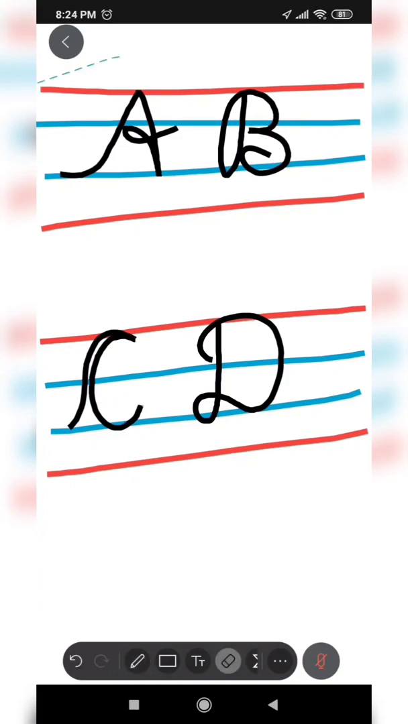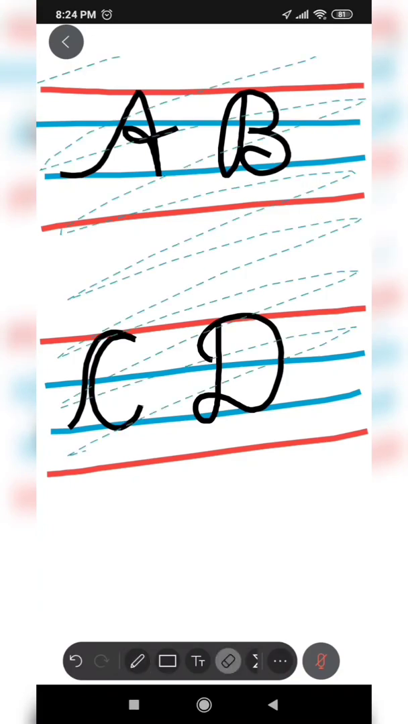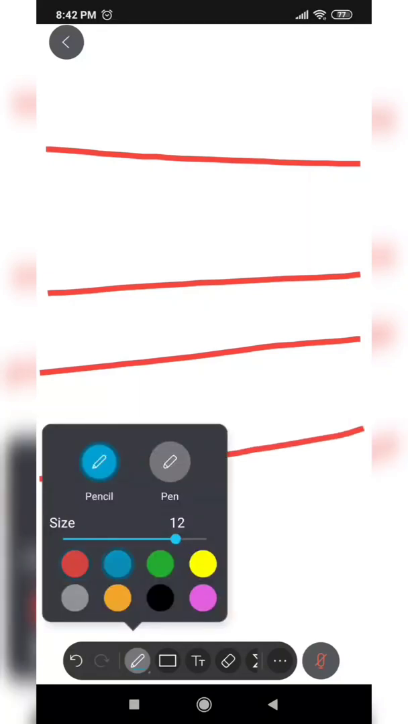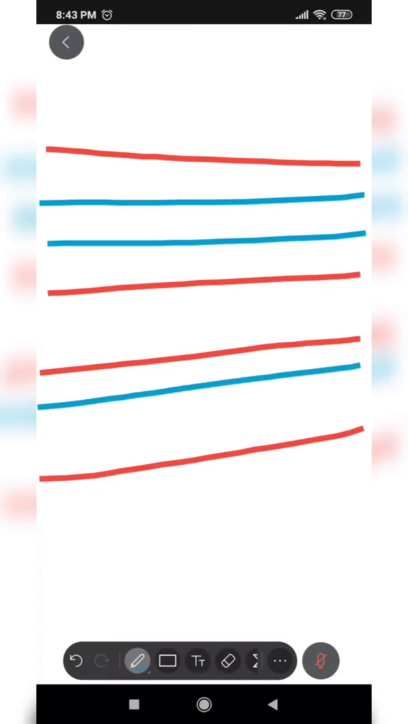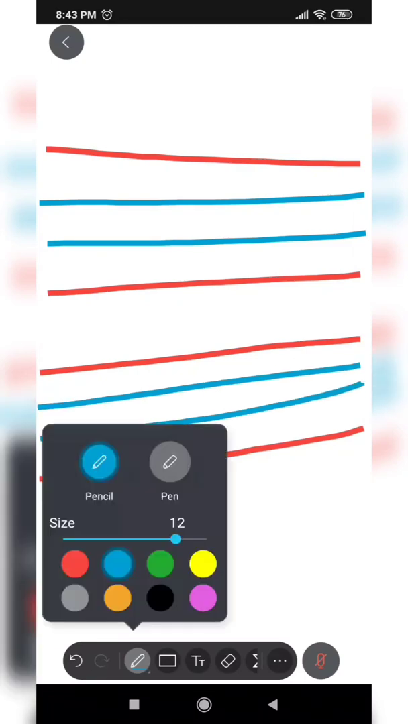Now we'll write E. Okay, we'll again draw the 4 lines. So we are going to draw the 4 lines. Third line, okay. Second and third line, okay. So now we'll write E.